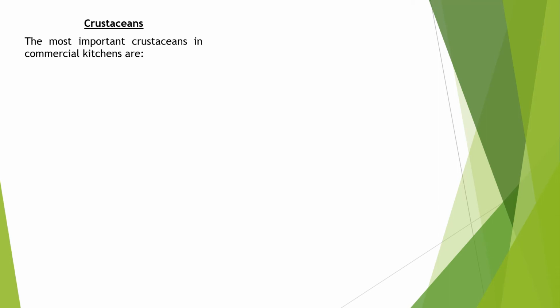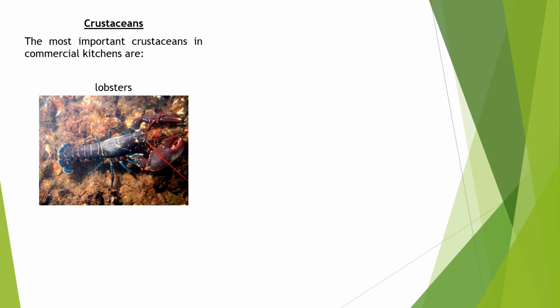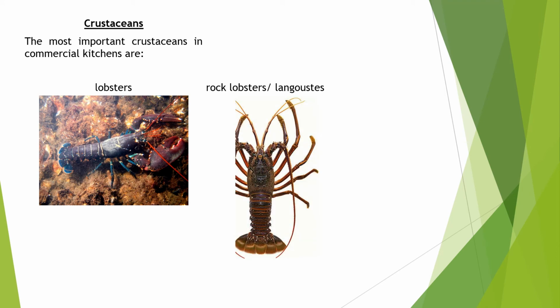Now the next one, crustaceans. The most important crustaceans in a commercial kitchen are lobsters. You can see it over here: rock lobster or langoustine. This one, and this one that I was telling you, I'm going to be covering. This is very tricky because here in Belize, we don't really have lobster. We don't have lobsters in Belize.